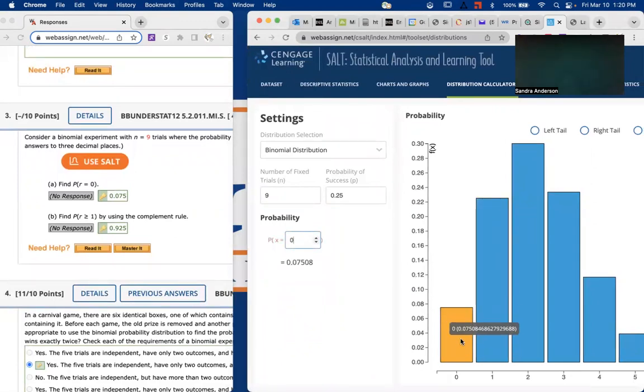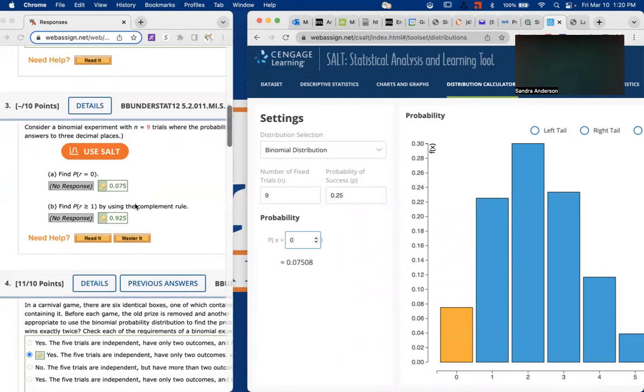The other way is to just hover over the 0 and you'll see the probability listed there with the decimal number. It also lists it right here. So the answer rounded to 3 decimal places is 0.075. So that's your first answer. So hopefully you can work through that and try that on your own.